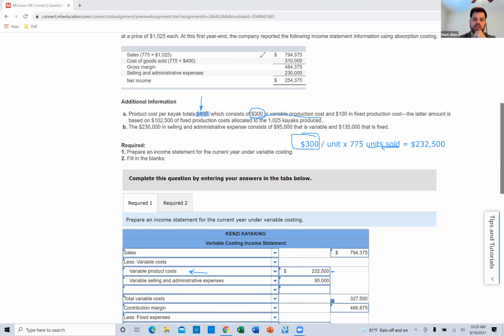Next, we need my variable selling and admin costs. So this was given to us. This was actually the split that we did earlier.